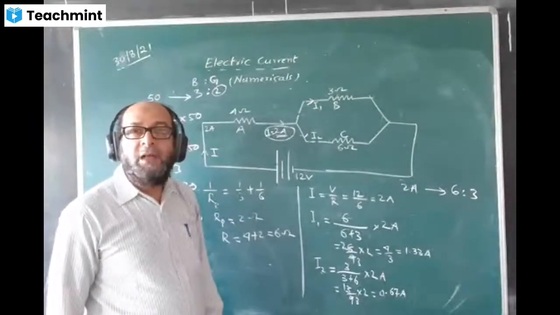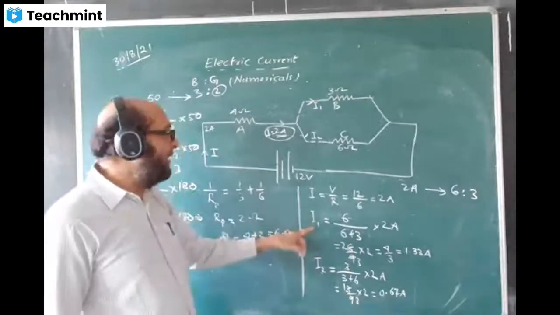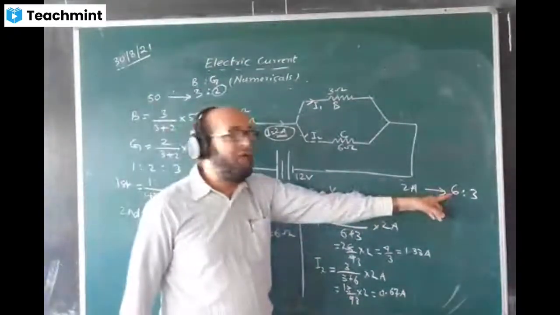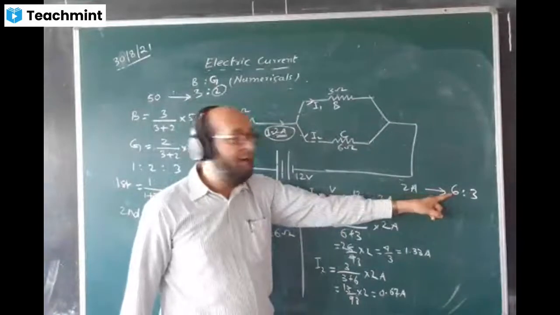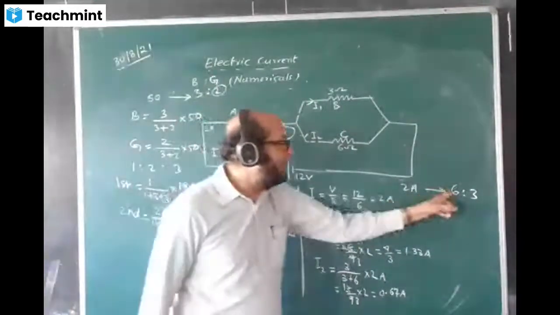Now, what is the value of I1 coming? I1 is the first current. What is the value of the first current? How do you find the first current? 6 upon the sum of these two.